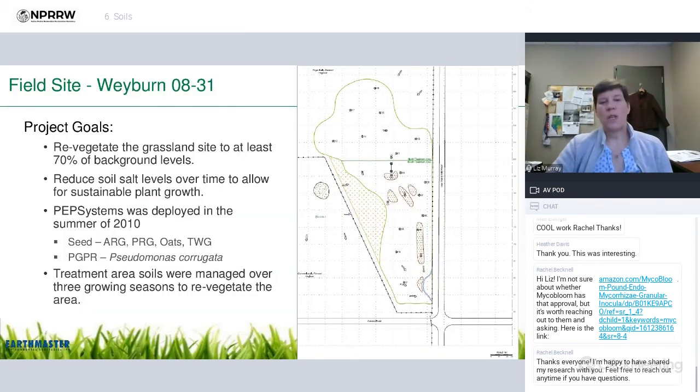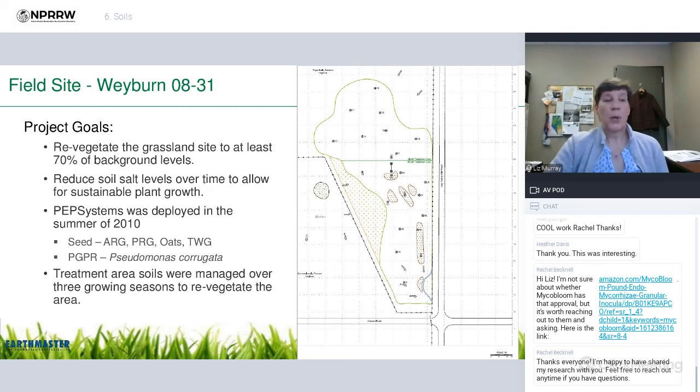So this is what we know about phytoremediation with salt contamination now. And this was a field application that we did probably around, I don't know, 7 years ago or so. This was a site in southern Saskatchewan, and the goal was to revegetate the grassland site to at least 70% of background levels, and by doing that, reduce soil salt levels over time, which will allow for sustainable plant growth.